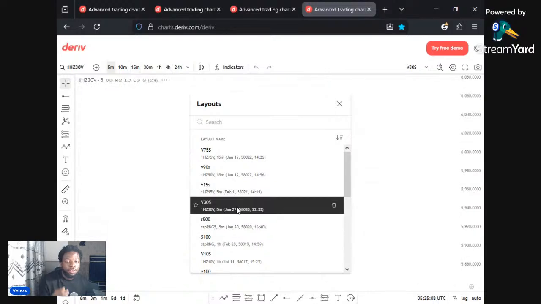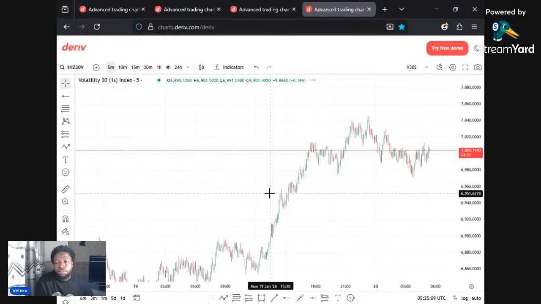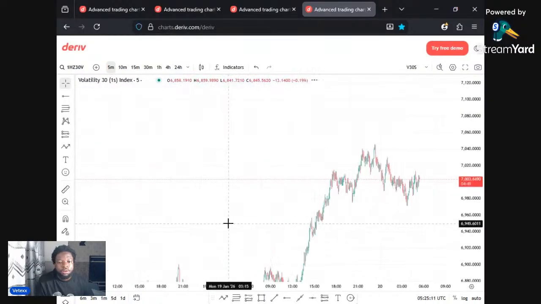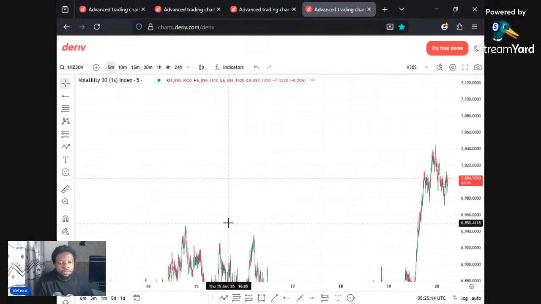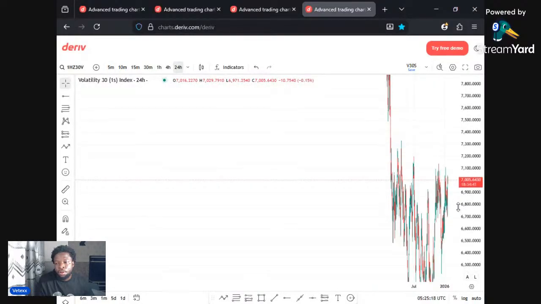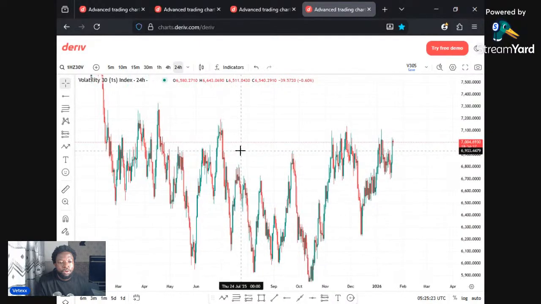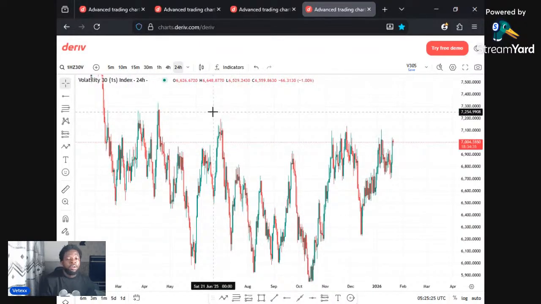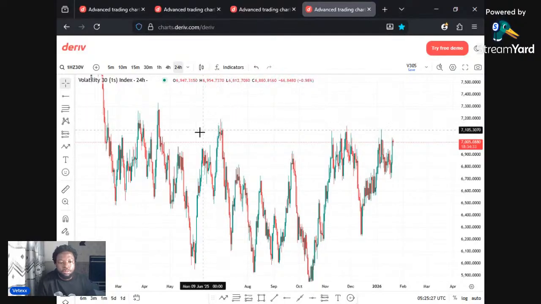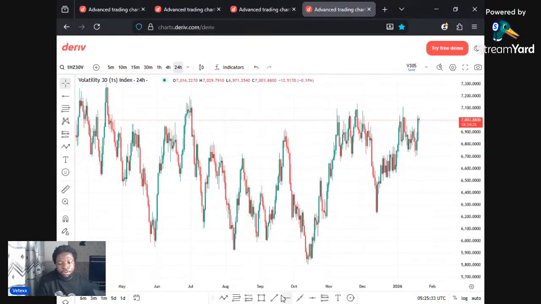Now the next pair on our list is V31S, volatility 31S. Okay, so we have volatility 31S. Now what we are going to be doing is to start our analysis from the daily time frame on this pair. So starting from the daily time frame, you can see that we have this continuation. We have this setup here on the daily time frame. First of all, you can see that we have our sweep of liquidity.